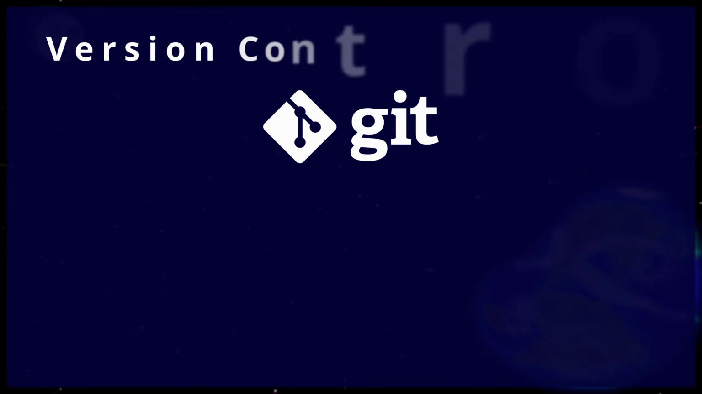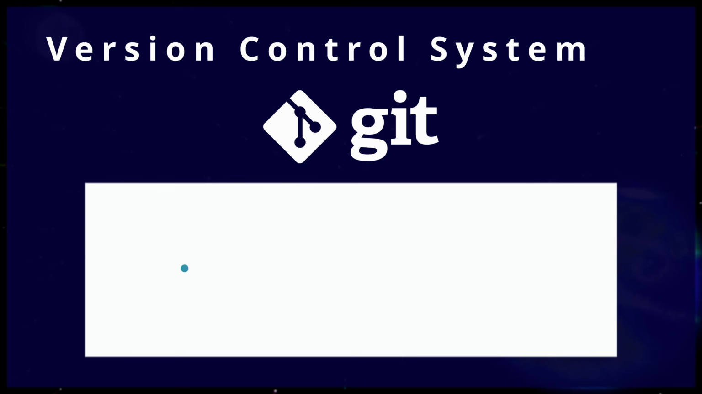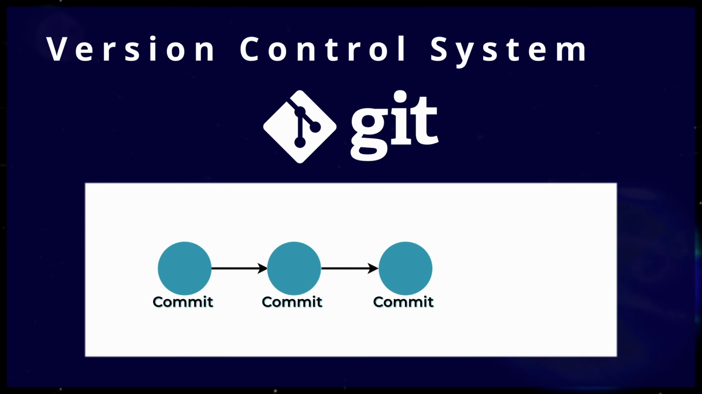Git is a version control system, which means it tracks changes to files over time. The easiest way to think about it is like a checkpoint system for your project. As you work on your project, you can commit changes when something works, and if you break something later, you can always revert back to that earlier committed state.